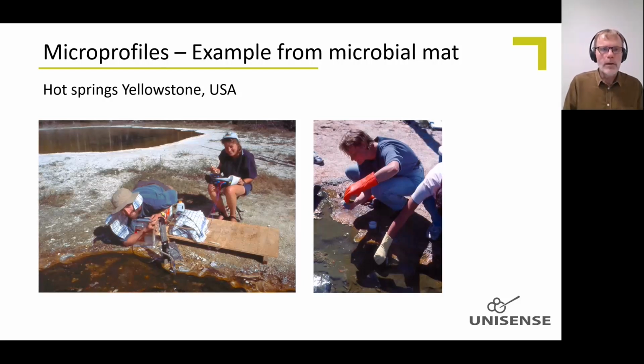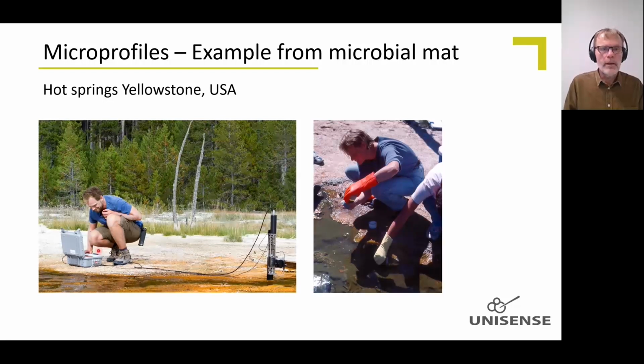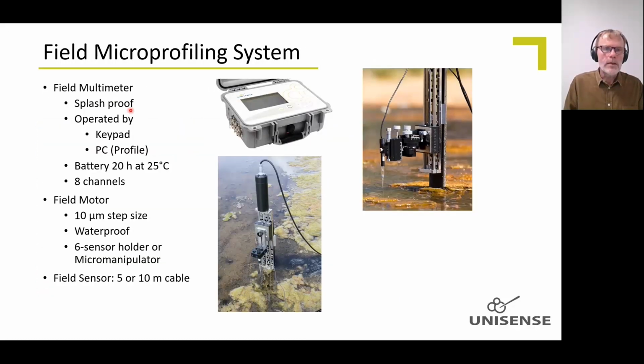This is from Yellowstone. Michael Kühl is lying here in the good old days, measuring with a hand-operated micromanipulator and a technician taking notes. Now we have the field profiling system where there's the field multimeter and the field motor here with the micromanipulator on, and you can operate everything from here and collect data and so on. Very easy to do. The field multimeter is a splash-proof meter. It can be operated either, as you saw in the picture, independent of a PC, directly from the keypad on the instrument. You can also connect it with a cable to a PC, up to 70 meters long actually, and operate it just like a lab system.